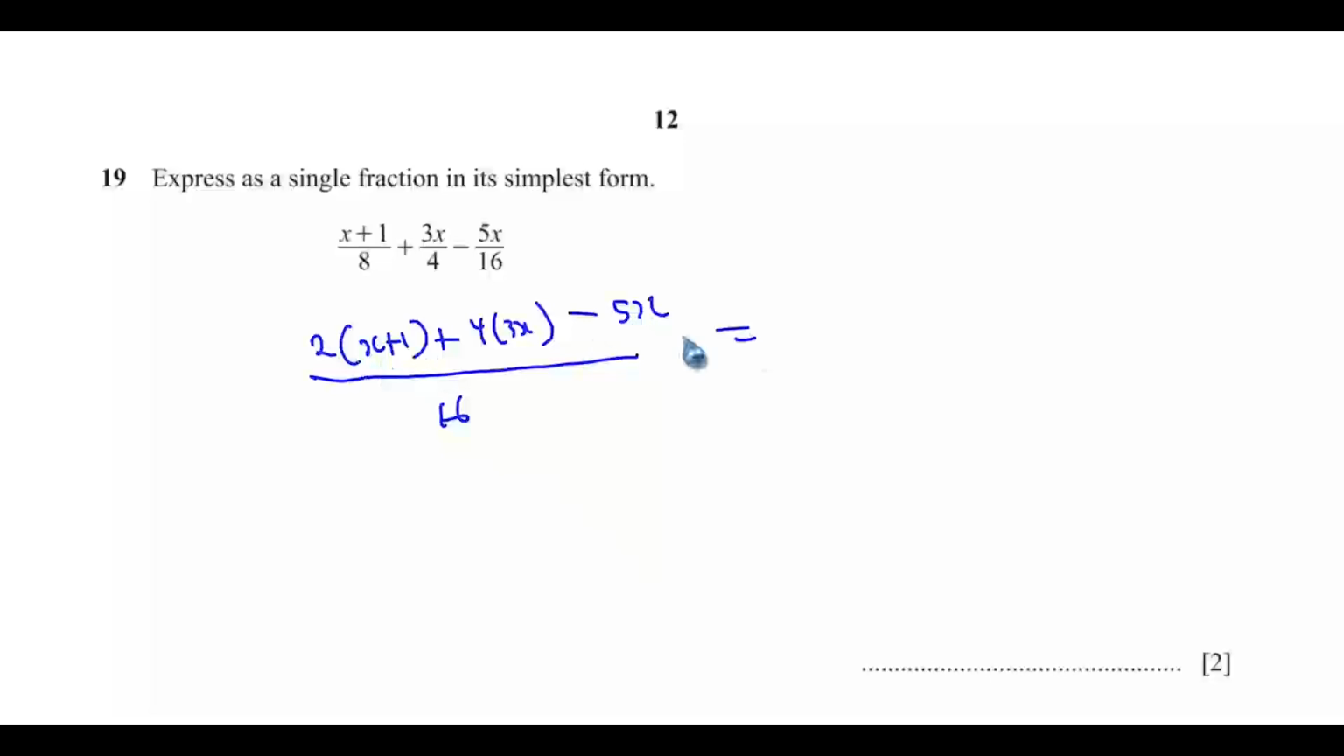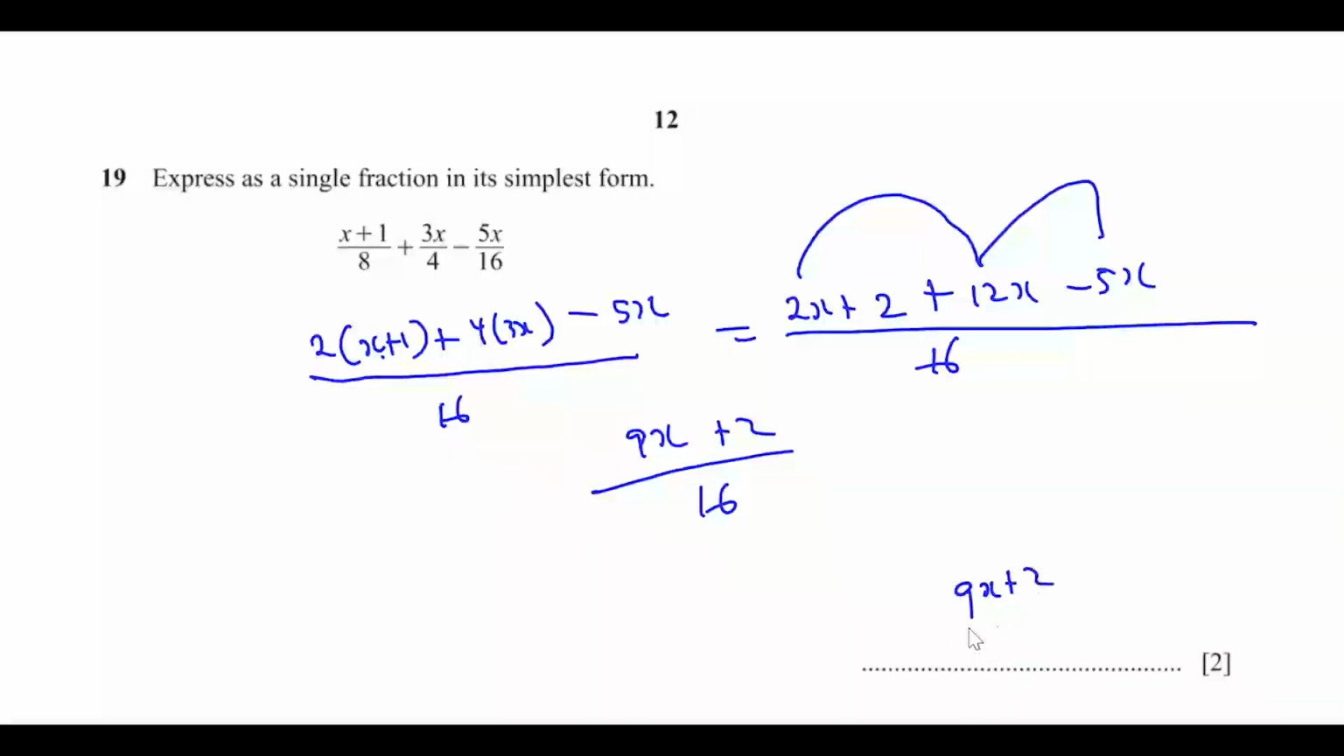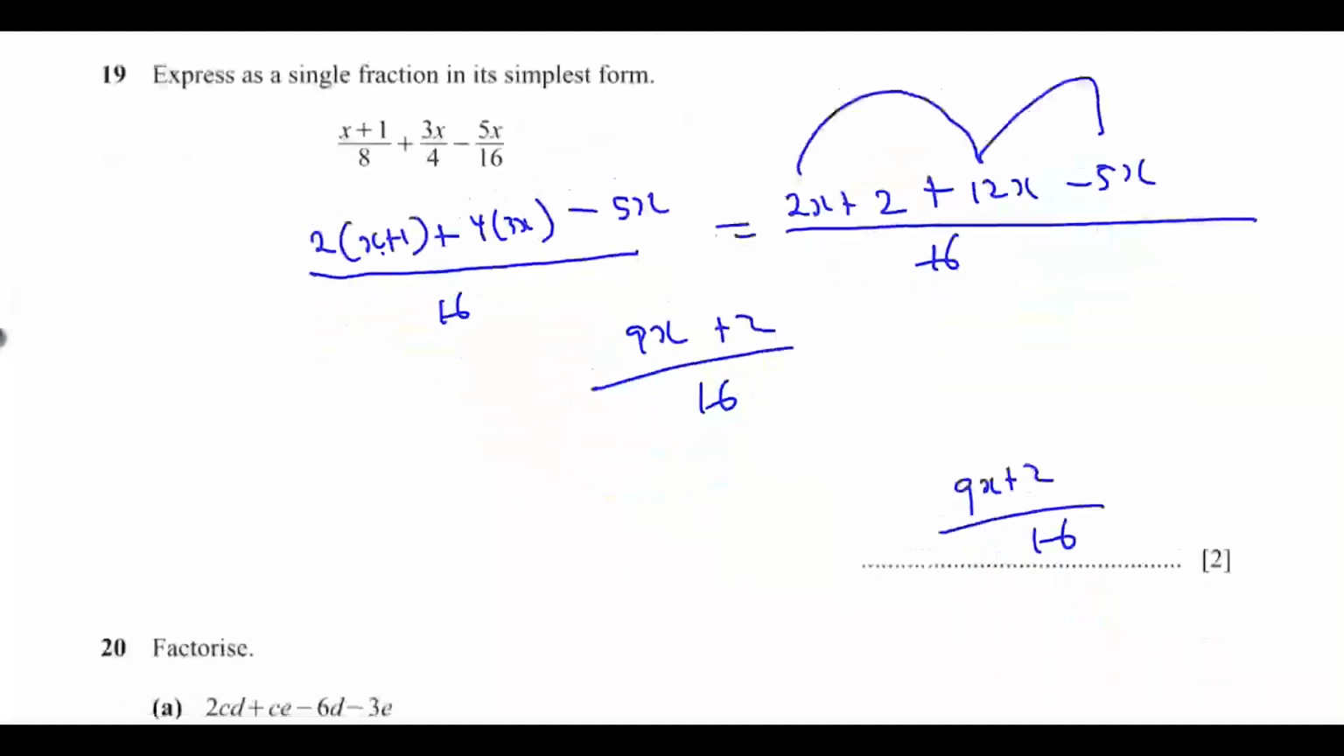So it will be 2 times x, we have 2x plus 2 times 1, 2. We have expanded this. For the next one, plus 4 times 3x, 12x, minus 5x, then over 16. So what you can do now, 2x and 12x, that is 14x. 14x minus 5x, that is 9x. Then plus 2 over 16. So you can say 2 plus 9x over 16. So let's write the answer here: 9x plus 2 over 16. So let's go to the next question.